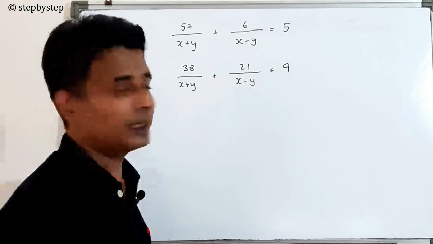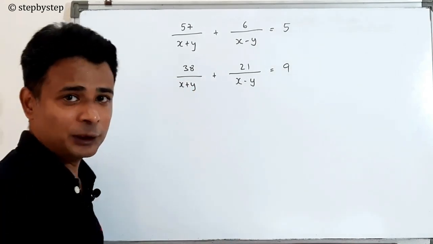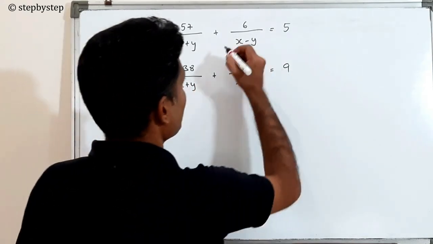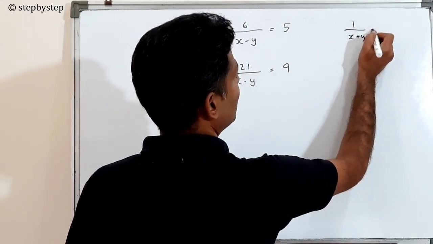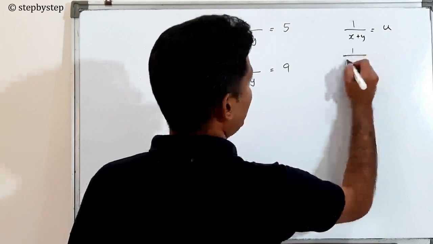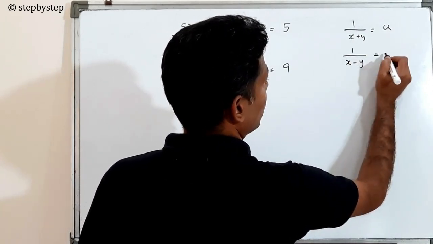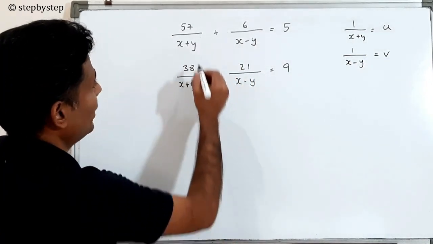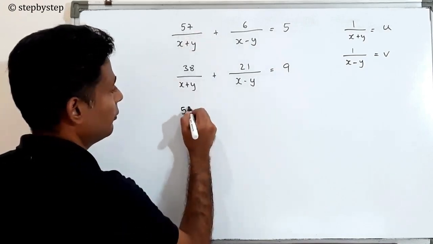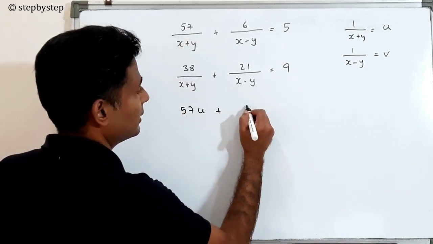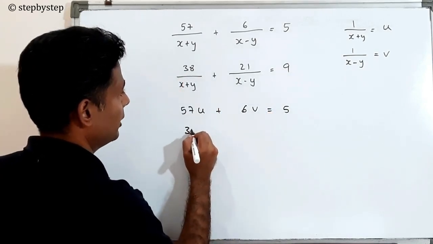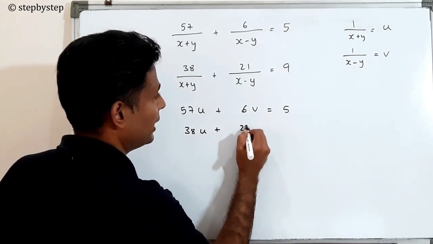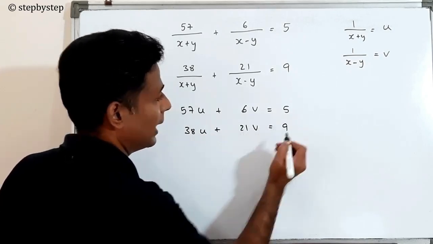Linear equation test, 3 problems. Now this is the first problem, very easy. What do we have to do? We have to take, let 1 by x plus y equal to u and 1 by x minus y equal to v. Now what do we get? This becomes 57u plus 6v equal to 5, and this becomes 38u plus 21v equal to 9.